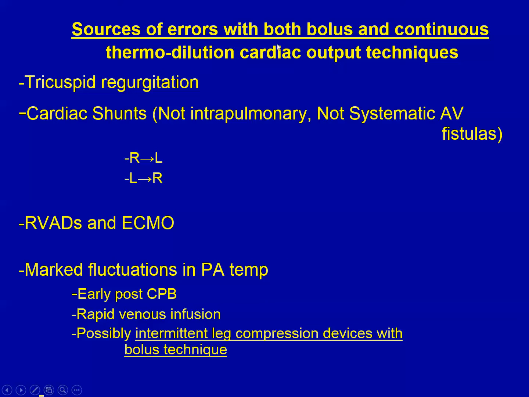Both techniques are erroneous in the presence of tricuspid regurg, cardiac shunts, RVADs, and when there is marked fluctuation in the pulmonary artery temperature, such as early after cardiopulmonary bypass, during rapid venous infusions, and perhaps with use of intermittent leg compression devices when you use the bolus technique.